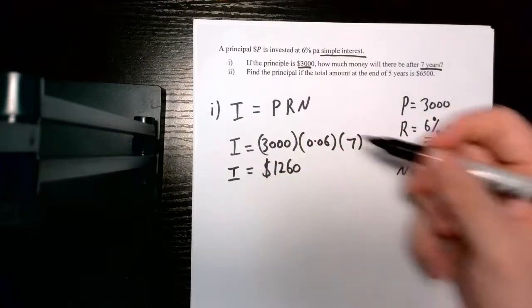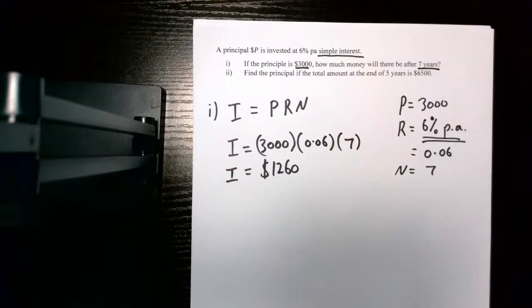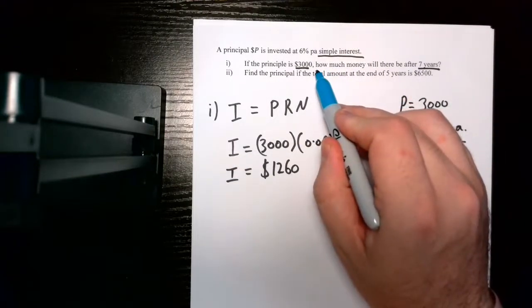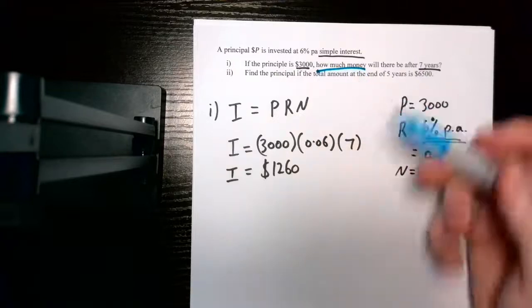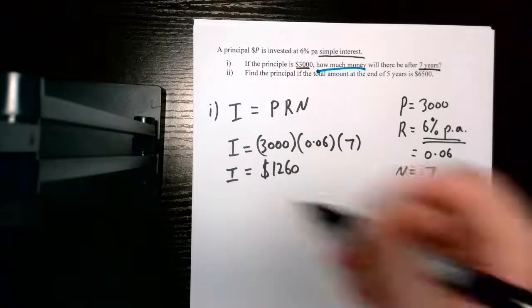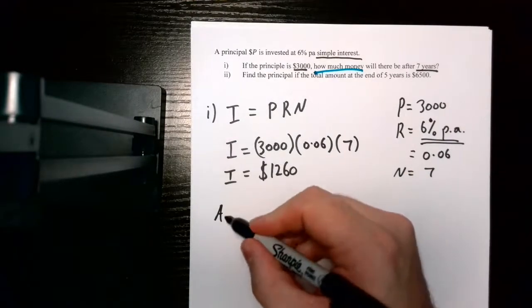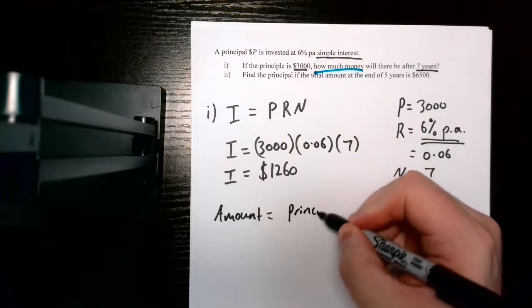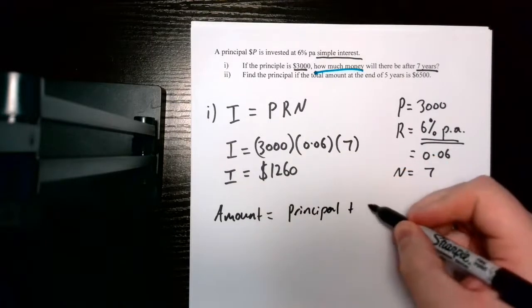$1,260. Now, what a lot of people might forget is that this is only the value of the interest. This question is asking how much money in total is in the account at the end of the 7 years. To find that, the total amount is simply the principal that you started with plus the interest that you gained.